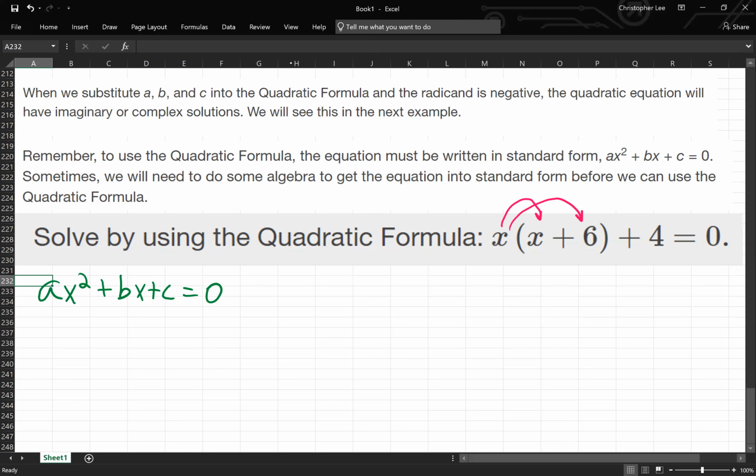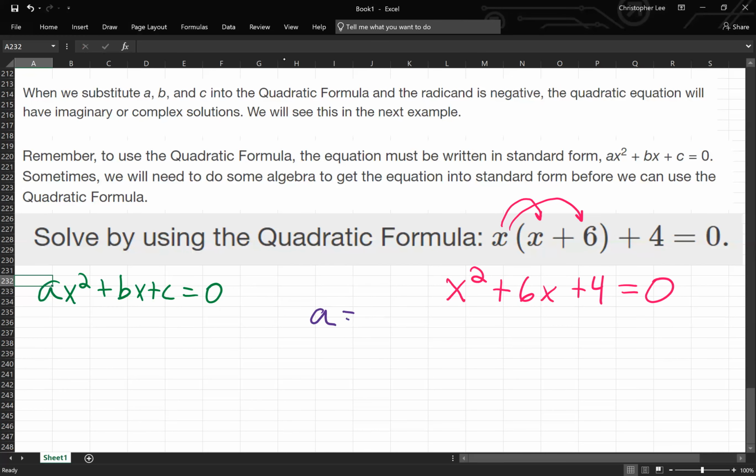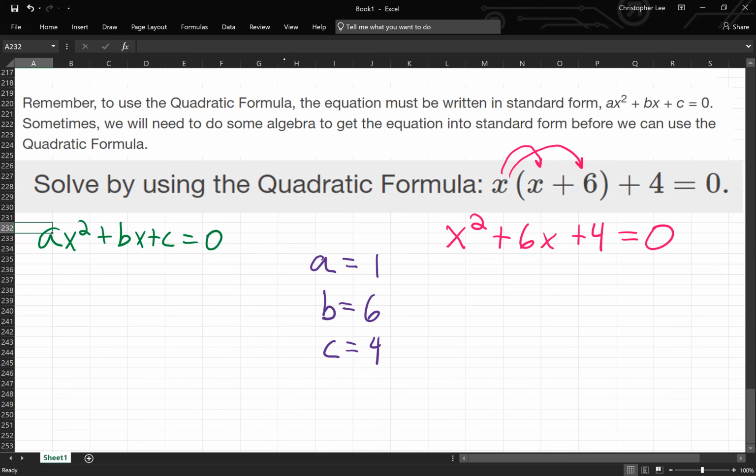So when I distribute this, what do I have? I have x squared plus 6x plus 4 is equal to 0. Boom. Now I'm in standard form. So somebody help me out. What's A? 1, good. And what's B? 6, good. And what's C? 4. That's excellent.